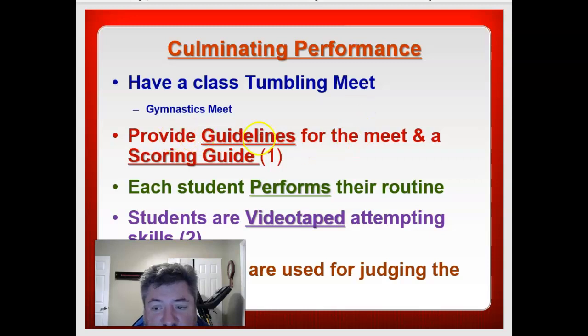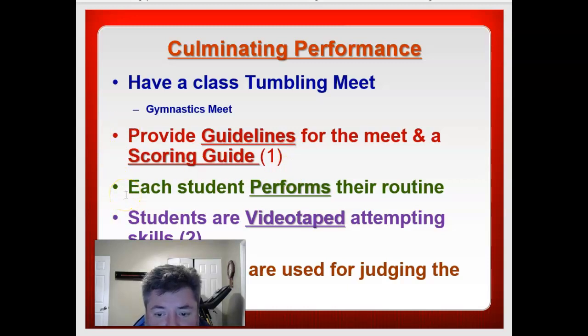We would provide guidelines for the meet and give students a scoring guide. So we would give specific guidelines such as the routine must meet these following things. It must be 30 seconds long. You must use 6 different tumbling skills you've learned throughout the unit, and you must complete your performance with a balanced skill holding it for 5 seconds. All right, you would give the students a scoring guide, and this is how we would judge their performance.